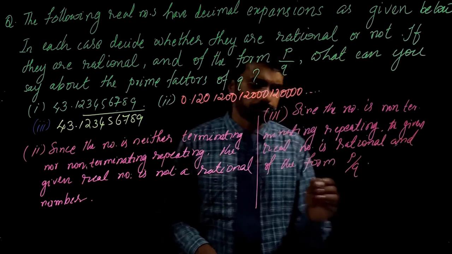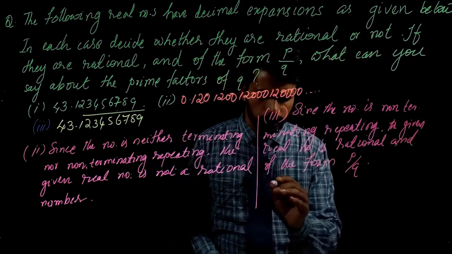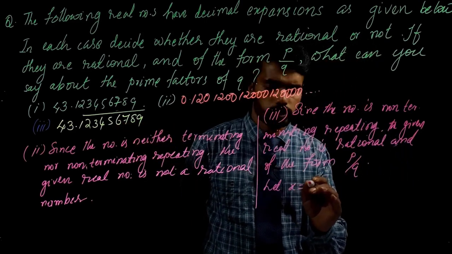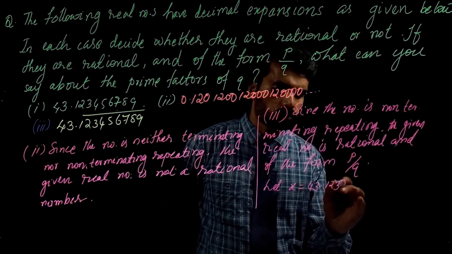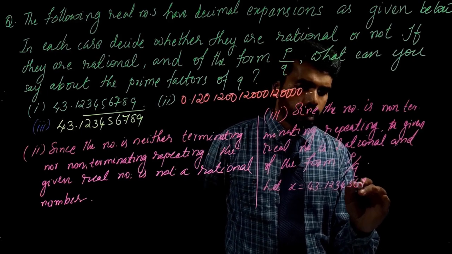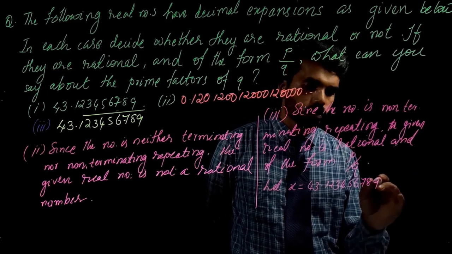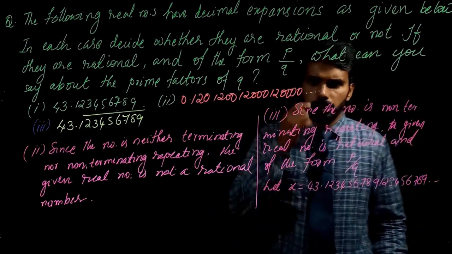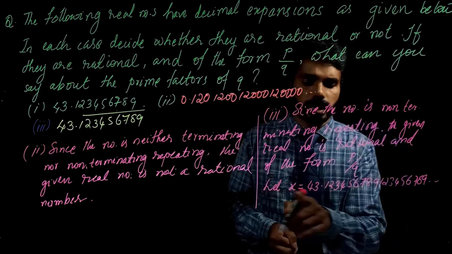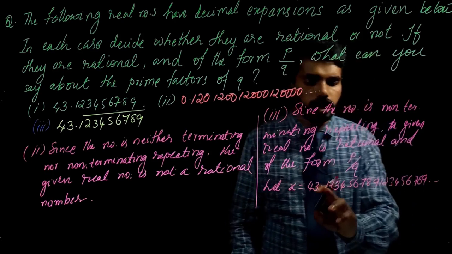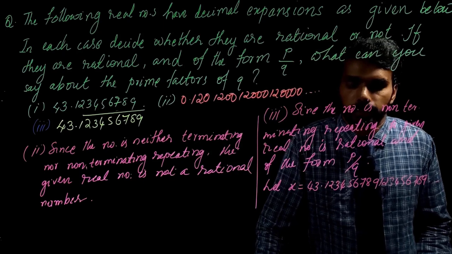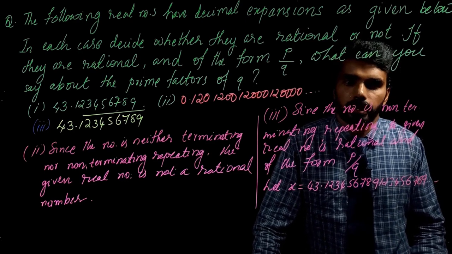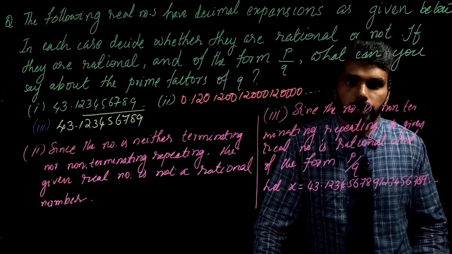So here let us take this number as x. x is equal to 43.123456789, and again it repeats, 1 2 3 4 5 6 7 8 9, etc. Now we multiply both sides of this equation by a power of 10. See here how many digits repeat: 9 digits are repeating. So we multiply by 10 raised to 9, a number with 9 zeros, that is 100 crore.